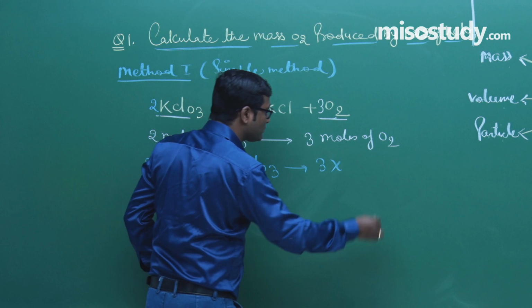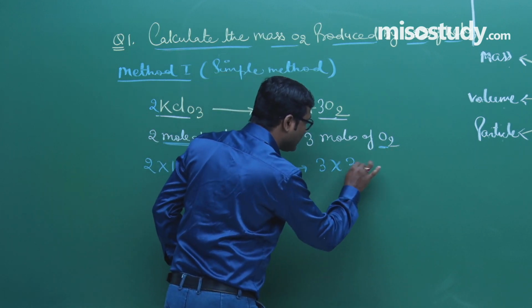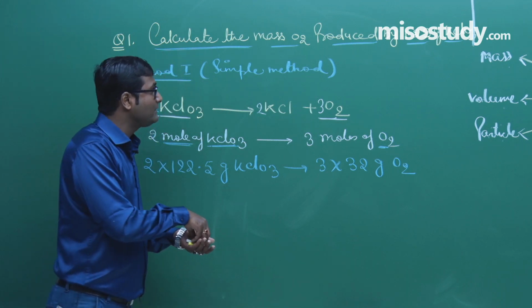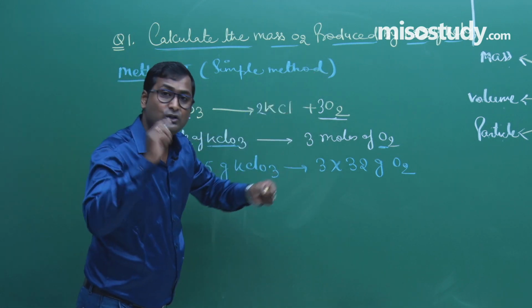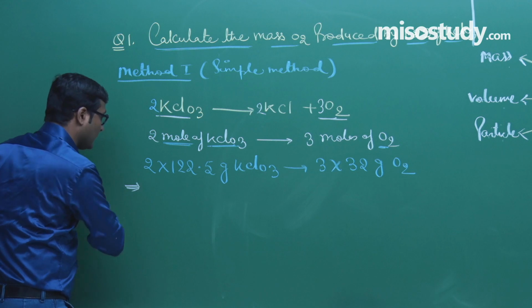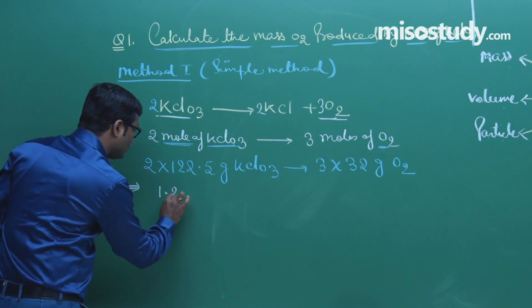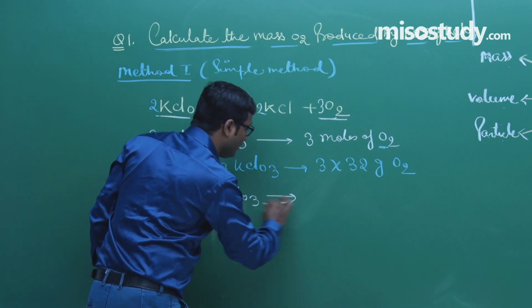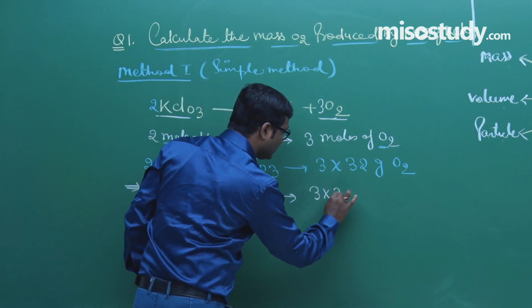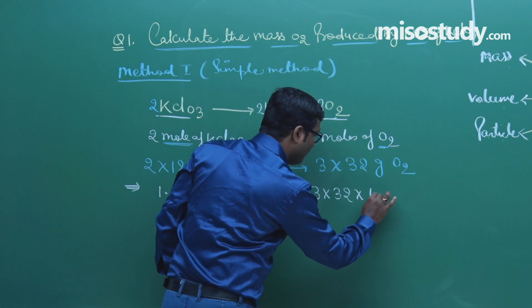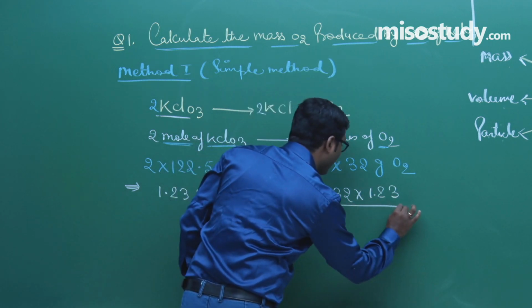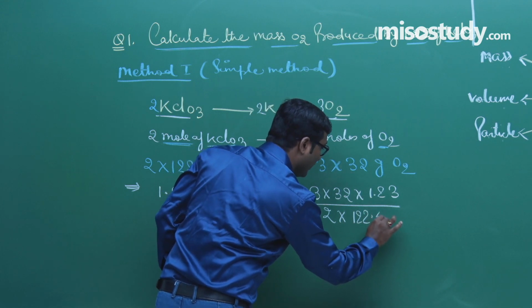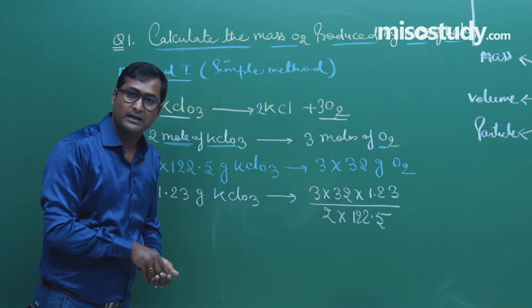What is the molar mass of O2? Molecular mass, that is 32 gram O2. Now what is given in the question, my friend? 1.23 gram. Now put here 1.23 gram KClO3 gives you, tell me, 3 into 32 multiplied by 1.23 divided by 2 into 122.5. This is a simple calculation.